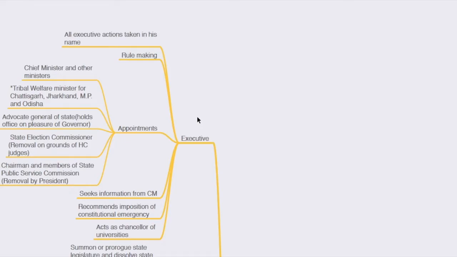He appoints state election commissioner, but state election commissioner cannot be removed otherwise than by the grounds for the removal of High Court judges. So he doesn't hold the office at the pleasure of governor. This is important from the prelims perspective. And the governor also appoints the chairman and the members of State Public Service Commission. Now, though they are appointed by the governor, they can only be removed by the President of India.